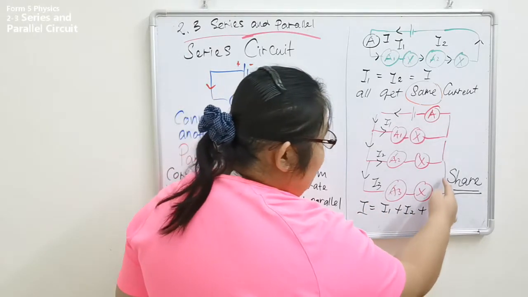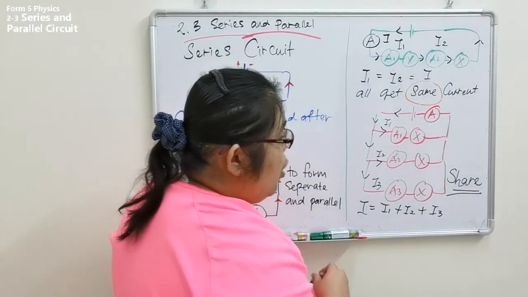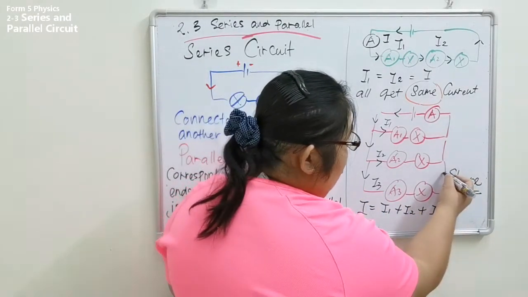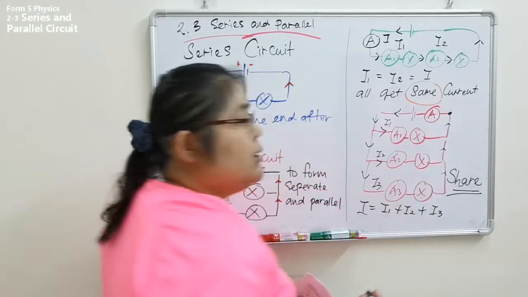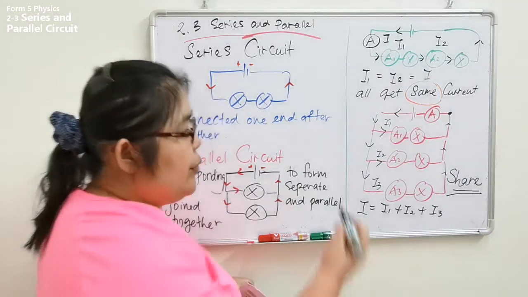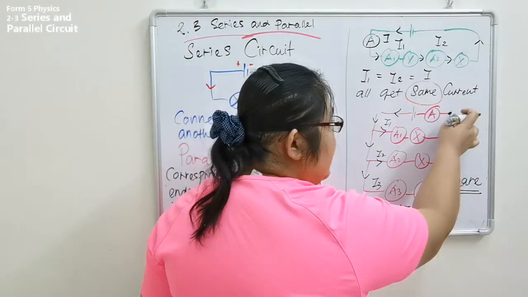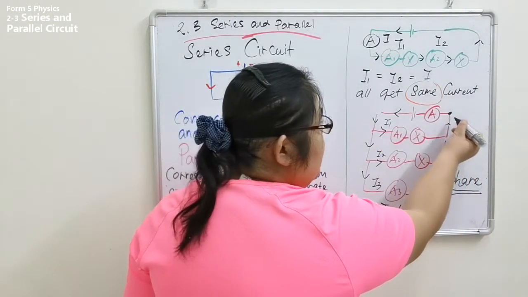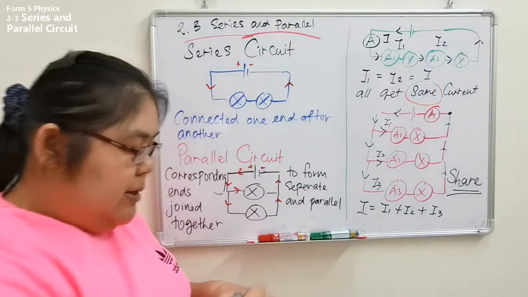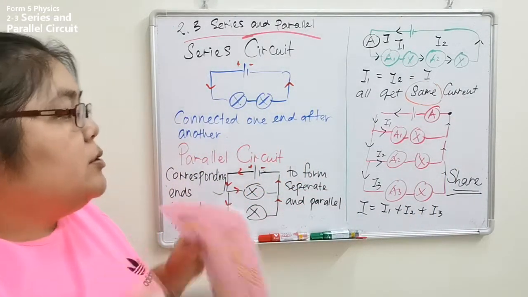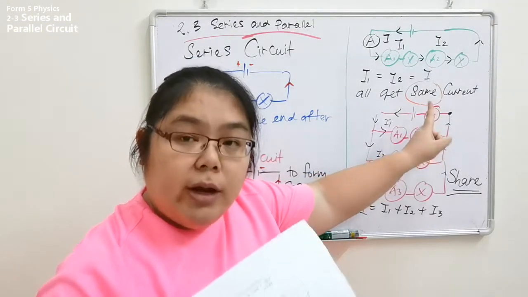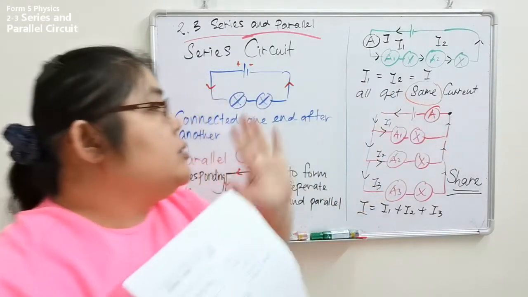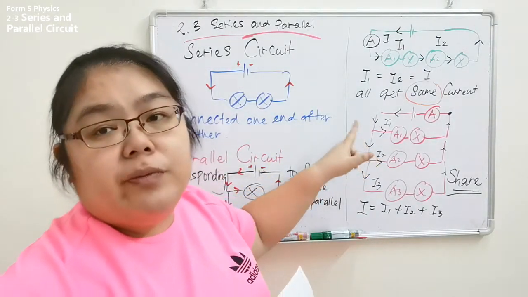Finally, after passing the bulbs, what happened? They all will come out, and they will meet here. Agree? All the current, when they come out, will meet at this point. After meeting at this point, they will go back to the last ammeter. So from here, I can say this one should be the highest current. Agree or not? This one is different from the series.